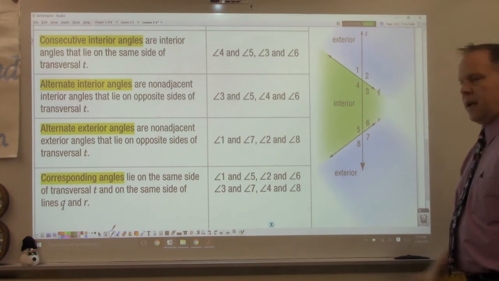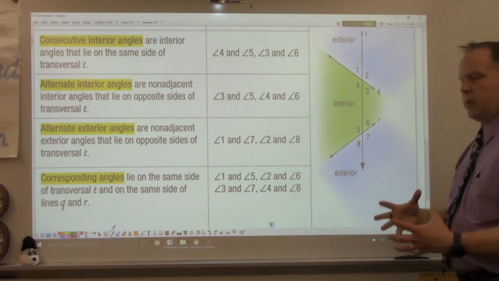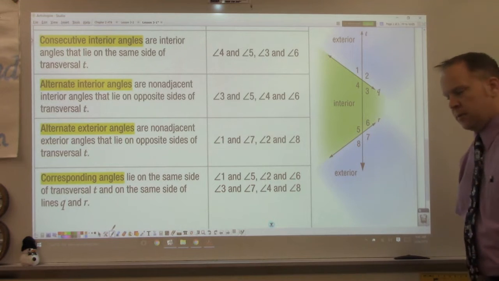So those are the main groups of angle pair relationships that we're going to talk about, especially when we get into parallel lines, and we're going to look at how their measures are related when we get to parallel lines.